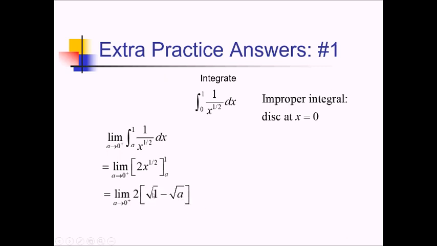Well, square root of 1 is just 1. Square root of a, as a approaches 0, the square root of that is also going to be 0. And note that we're approaching 0 from the right side, so we're only square rooting positive values on our way to 0 there. So we have 2 times 1 minus 0, which just ends up being 2.